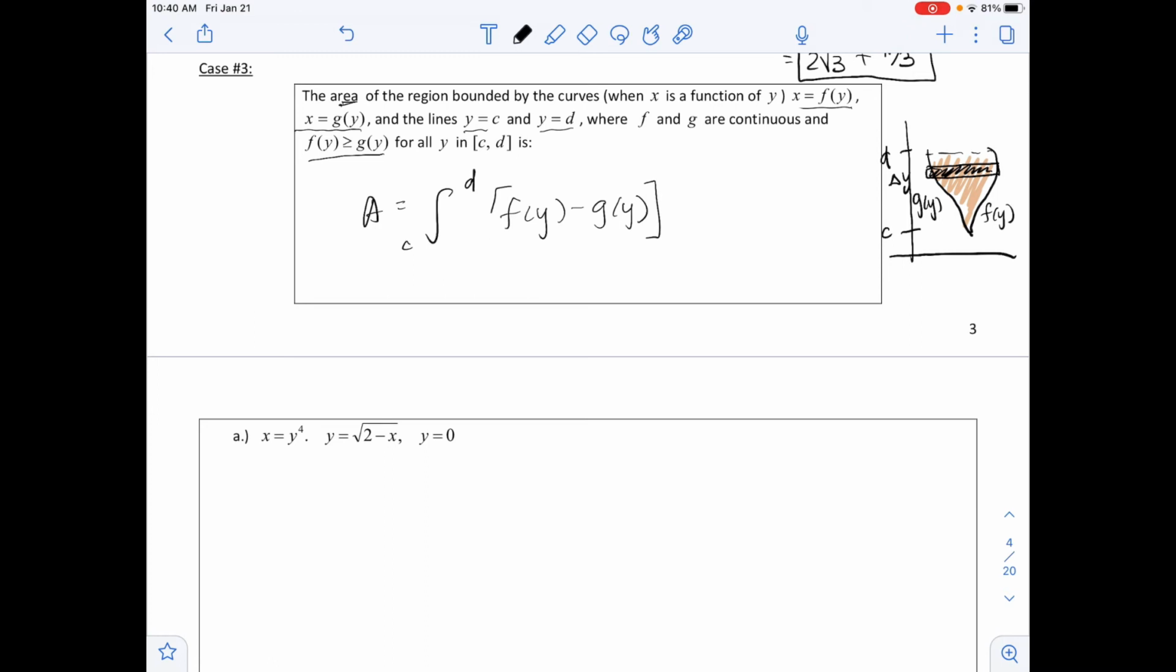And we're going to be integrating this not with respect to x, but because we have that delta y, so integrating this with respect to y. And so they'll note here, we're always going to do that right-sided function, the one that's on the right, to the larger function minus the one on the left.